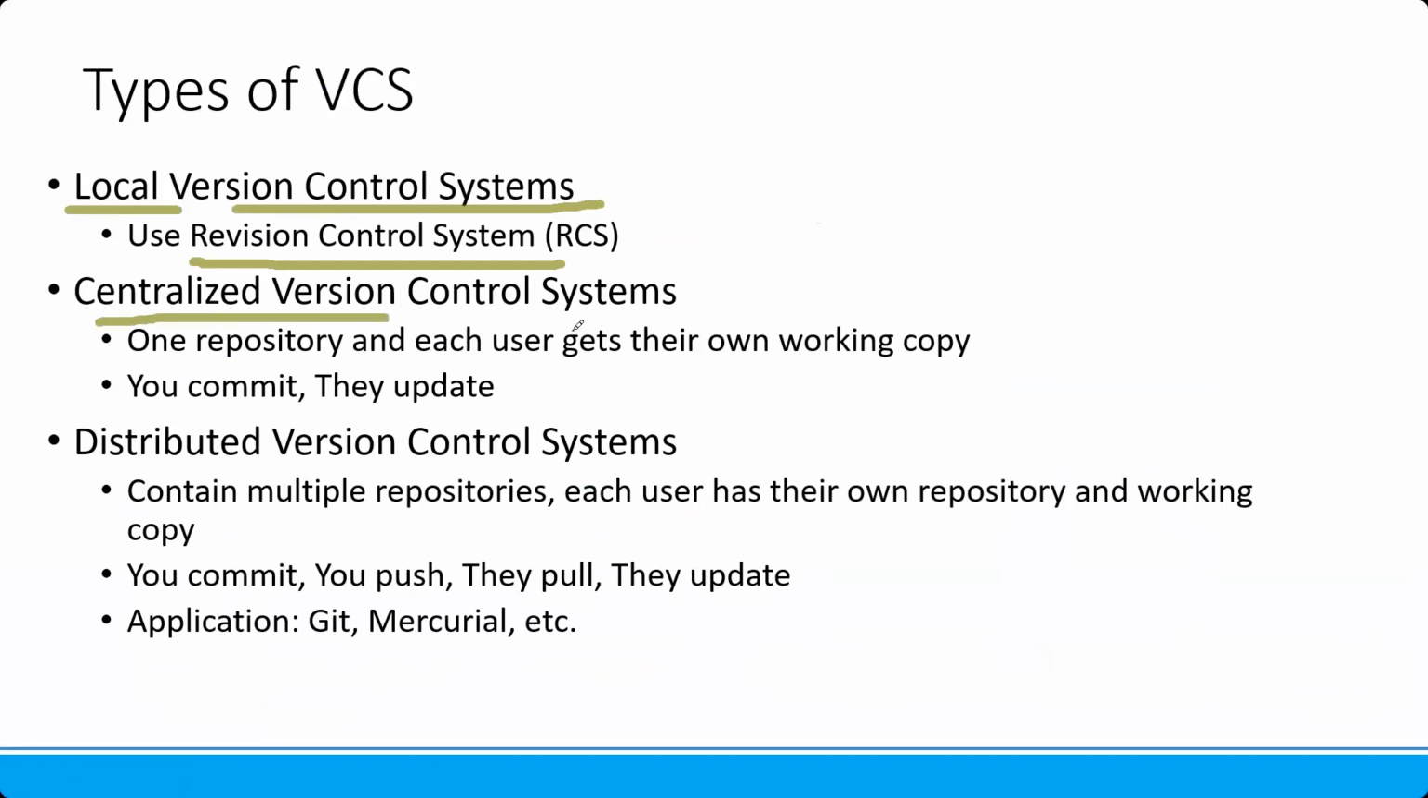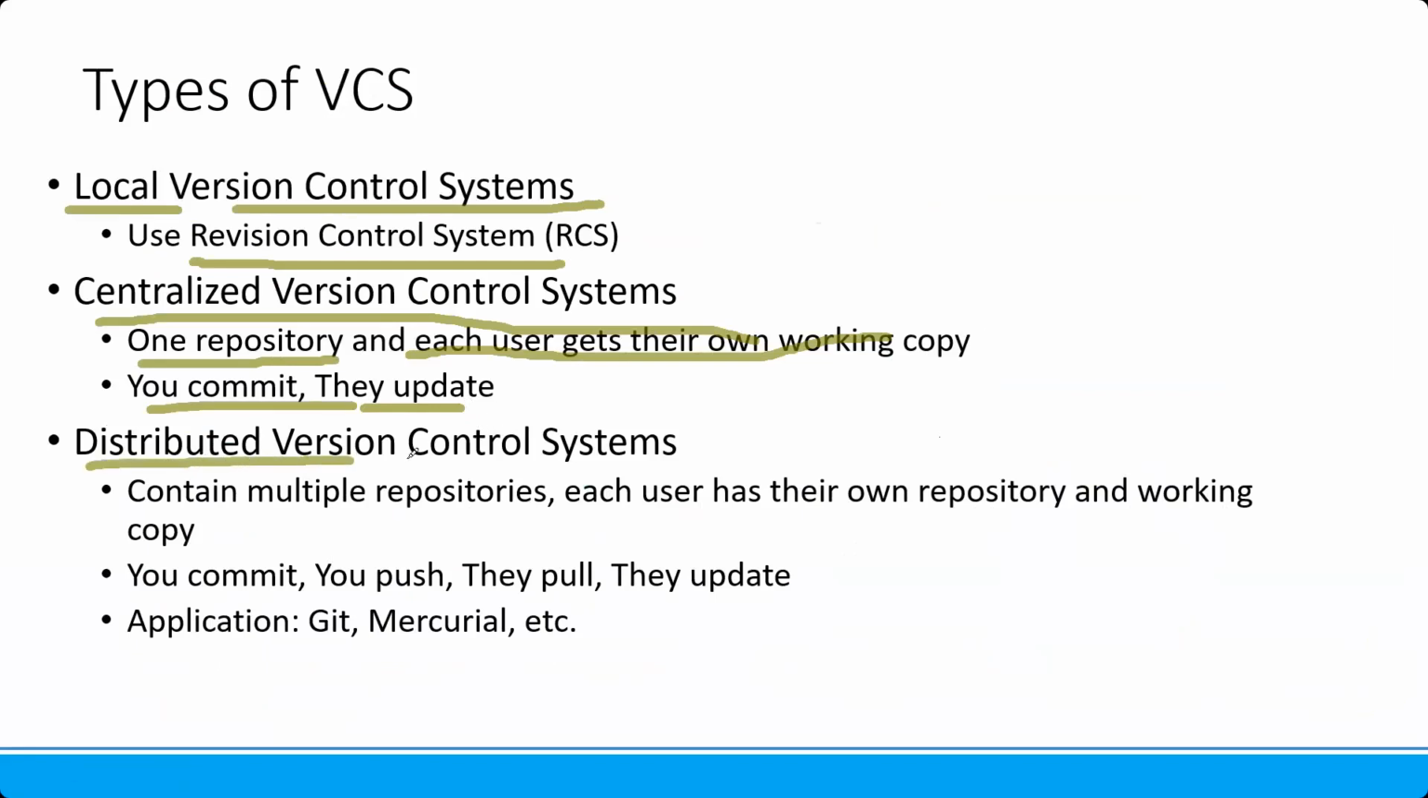We have the centralized version control system. In the centralized version control system, usually we have only one repository. For example, in this university, we have only one repository for all students, all professors, and all courses. It is not accessible from other universities. If users want to get their own working copy, it depends. If I'm a professor, I can get my documents as a professor. As a student, you can get your working directory for students, and so on. When you update something, they can also update.